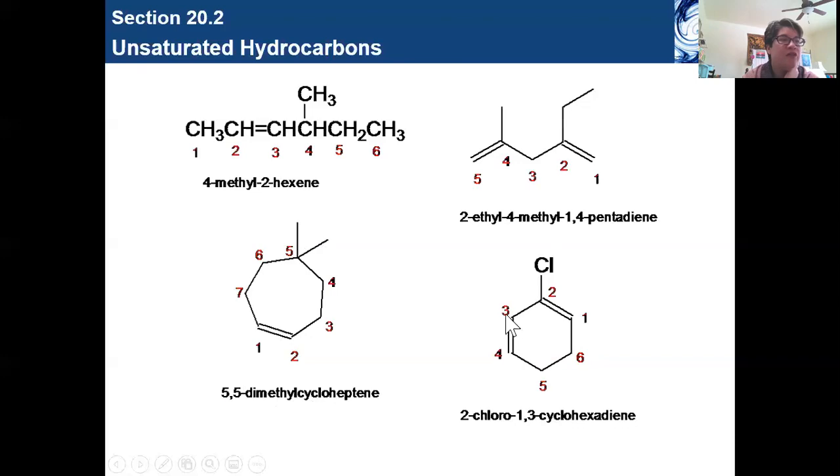And also, if you started here and went all the way around, your numbers would be much bigger. So try to get the smallest numbers. And you have hexadiene, because there's 2 double bonds. You add the cyclo, and then you indicate where the double bonds are. So they're on carbon 1 and carbon 3. And then you indicate that the chlorine, we haven't done halogens yet, but this chlorine here is on the 2nd carbon, so you call that 2-chloro.